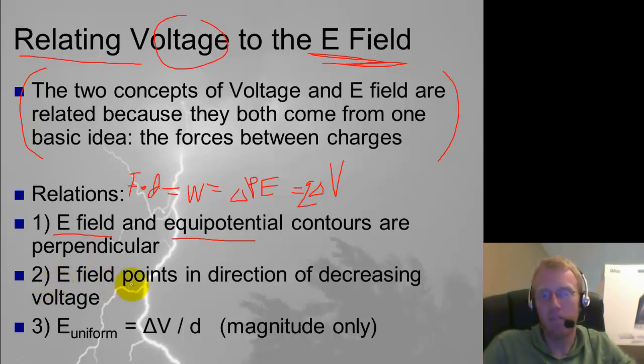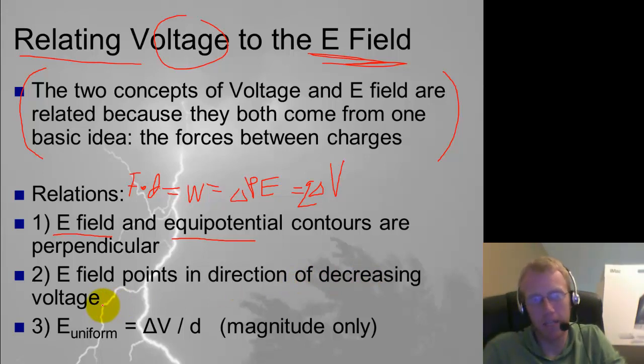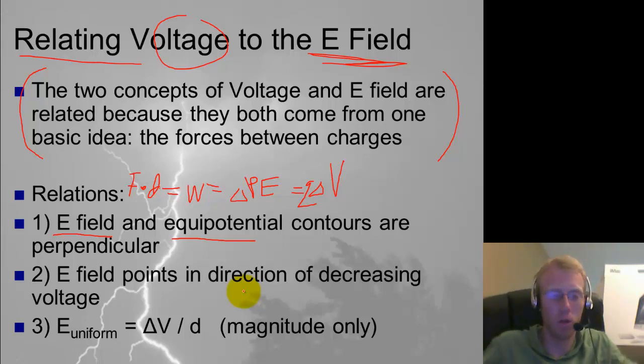Second thing, the E field points in the direction of decreasing voltage. We actually already discovered that in the example problem we worked out a couple slides back. The E field points in the direction of decreasing voltage because it's pointing in the direction that positive charges would naturally want to go, the direction that they'll be forced, and positive charges will go towards lower voltage because they'll go towards lower energy, because that's the direction of the force, because opposites attract and like charges repel.